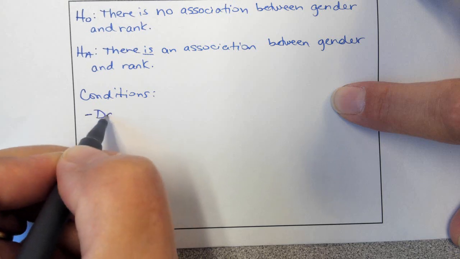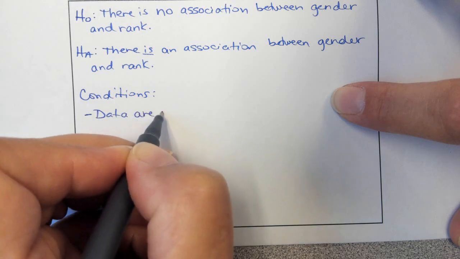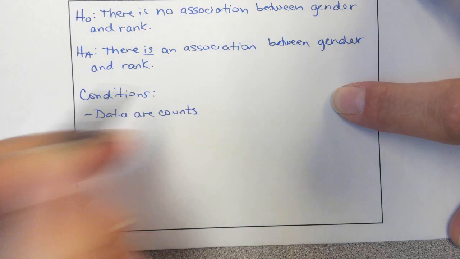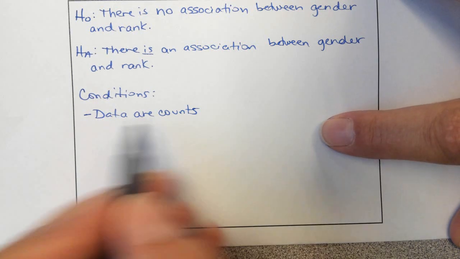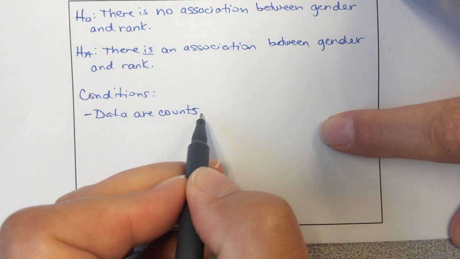Condition 1, data are counts. Oh, and for the record, your calculator will not like data that's not whole numbers. So if you are ever given information in percentage form, and you have to convert it to counts to run your chi-square test, you're going to have to round to the nearest whole number, or your calculator is going to spit it back out because it doesn't like the way it tastes. So you have to have counts, and they have to be whole numbers.